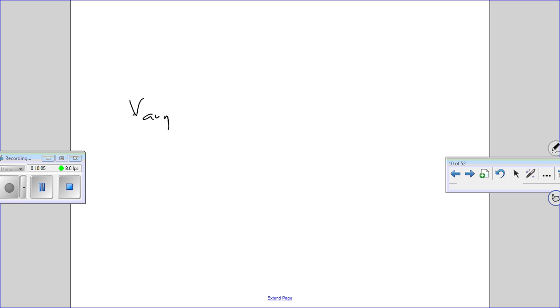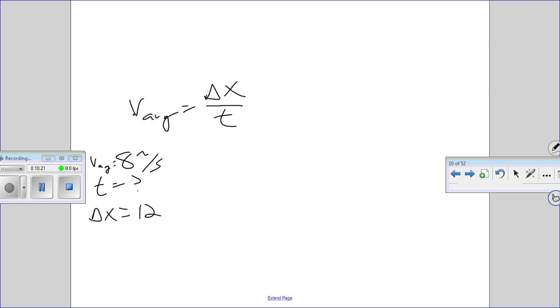V average is displacement over time, right? So suppose I told you that a car was moving at, I don't know, 8 meters a second. So maybe that's your V average. And maybe we want to know how much time it's going to take for the car to go a displacement of, I don't know, 120 meters. So some of you are like, oh, you divide. Yes, sure. But I always see people make a mistake on this.